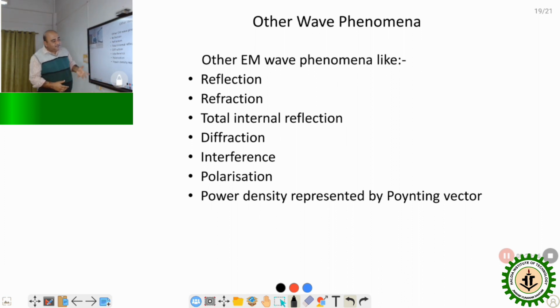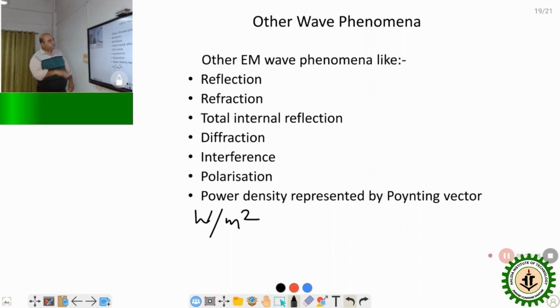Power density means, suppose a wave is basically consisting of time varying electric field and magnetic field. Now these magnetic fields and electric fields have certain energy density associated with them. So whenever a wave is falling on a certain medium or on a certain surface, what is the power per unit area? That is represented by the Poynting vector. That is exactly what we mean by power density, where the unit is simply watts per meter square.